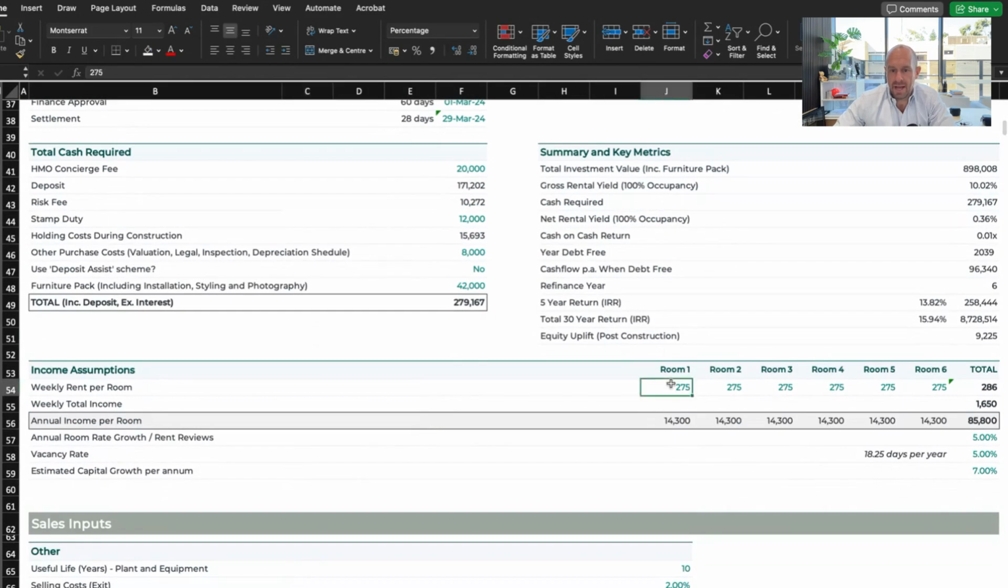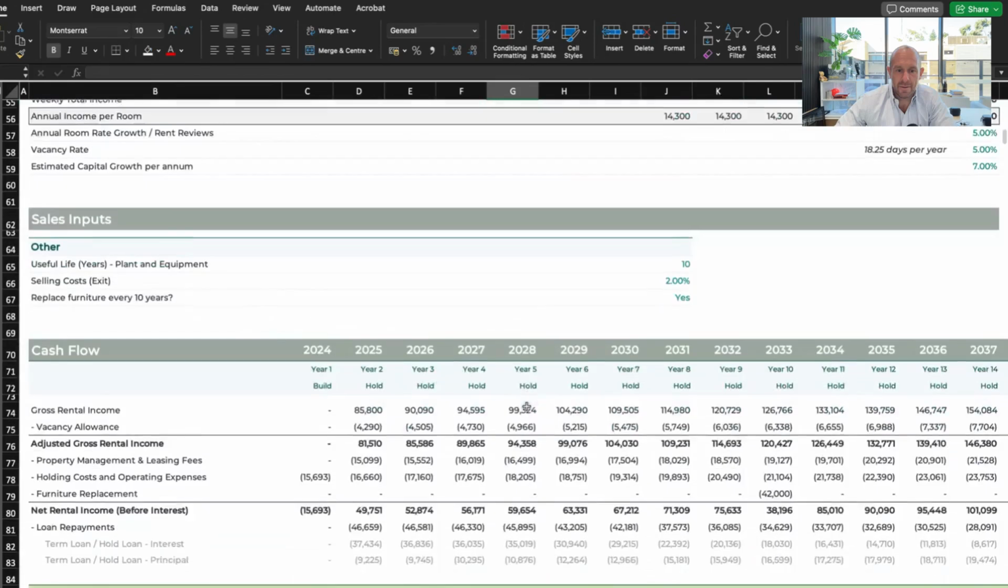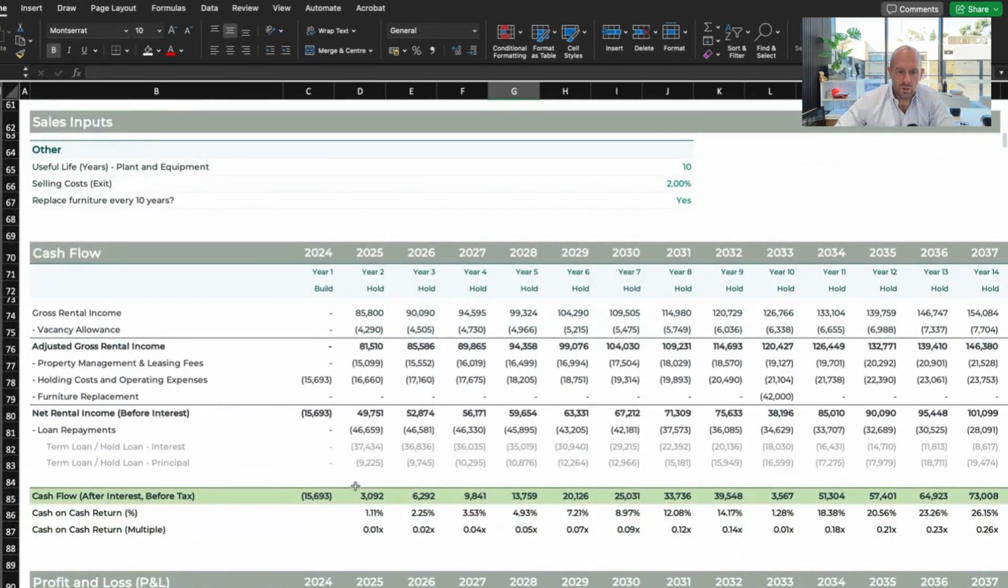And then at the time, when we tested the market in this suburb, because we had no other HMOs in there, we were getting inquiries from people at $275 per room. So that gave us the confidence to put this deal together. And at the time, after construction, we would have been $3,000 a year cash flow positive, but also paying down $9,000 a year of principal.